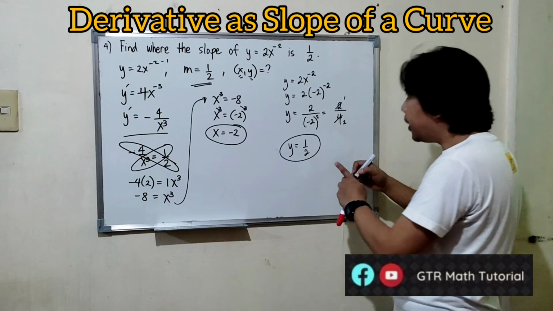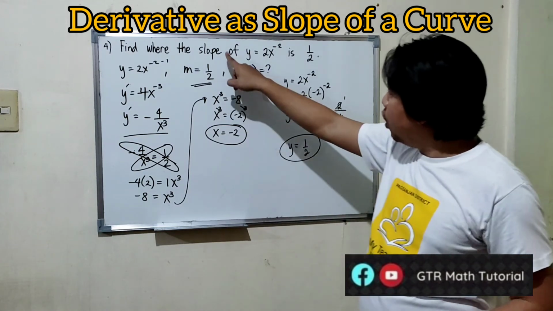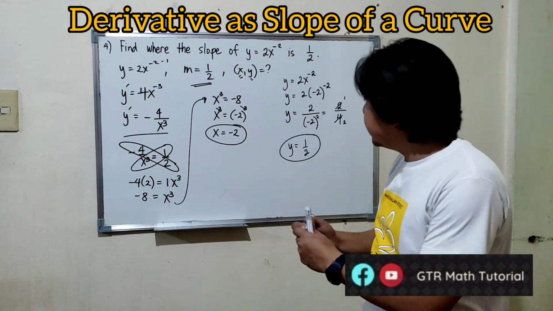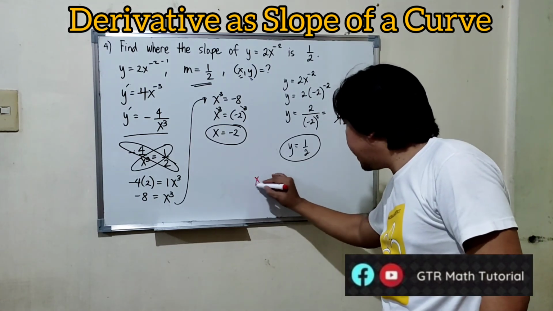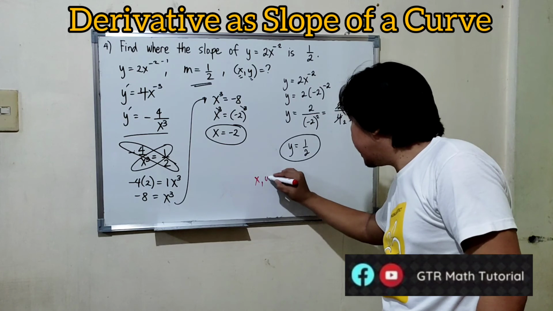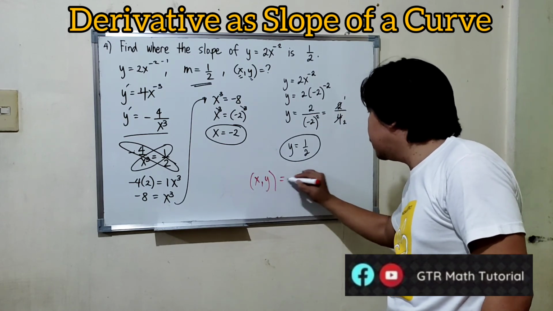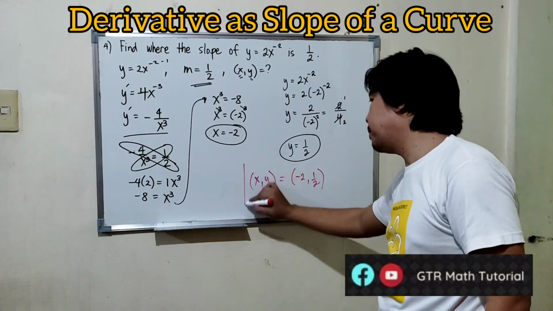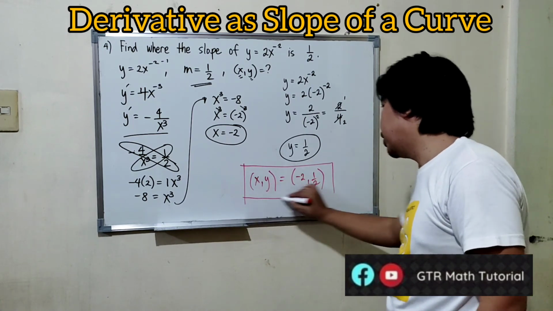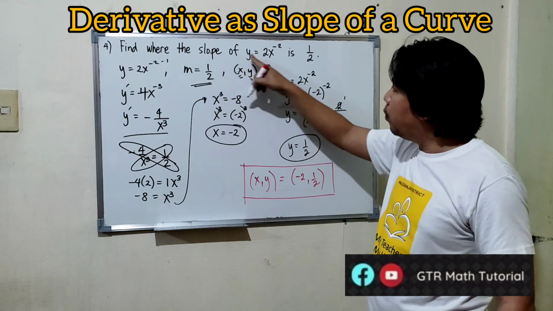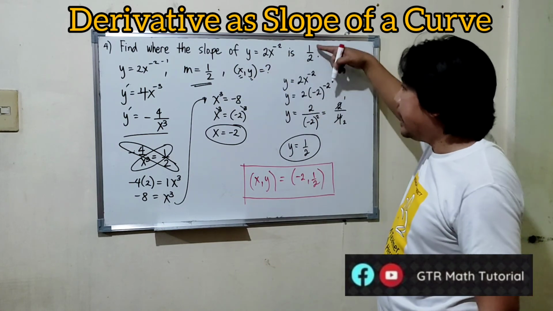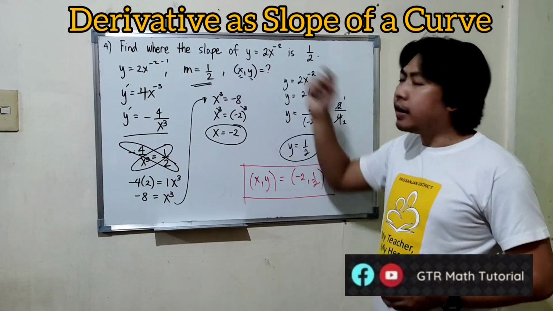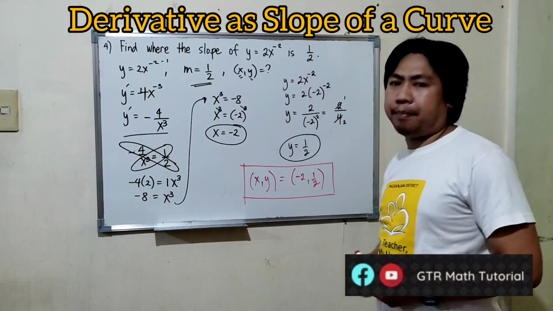Therefore, when the slope is 1/2, the point (x, y) is equal to (negative 2, 1/2). This is the final answer, where the slope of y equals 2x raised to negative 2 is 1/2. So at the point (negative 2, 1/2), the slope of the curve is 1/2.